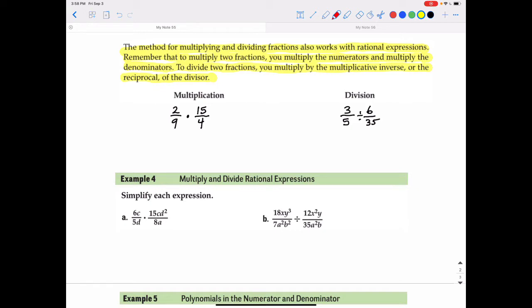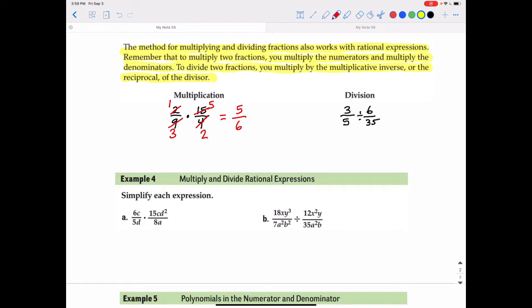For example, if I look at the 15 and the 9, what goes into 15 and 9? Well, a 3 does. Divide both of those by 3. 15 divided by 3 is 5. 9 divided by 3 is 3. So I'm canceling those numbers into smaller numbers by dividing them both by 3. And then the 2 and the 4. What goes into 2 and 4? A 2 does. 2 divided by 2 is 1. 4 divided by 2 is 2. Then we multiply the resulting numbers left over. 1 times 5 is 5. 3 times 2 is 6. So we get the same 5 sixths.